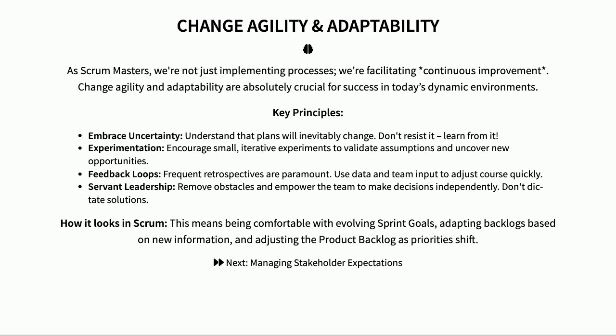Okay, let's talk about change. Agility and adaptability, these are huge for a Scrum Master. It's not just about following the plan, it's about being ready to pivot when things don't go as expected. The core idea is embracing uncertainty and seeing it as an opportunity to learn and grow. We need to foster a culture of experimentation, where teams feel safe trying new things. Regular retrospectives are vital for gathering feedback and making adjustments. We're constantly refining our approach.